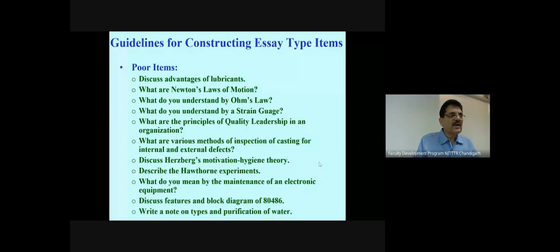These are also poor items. Discuss advantages of lubricants. What are Newton's laws of motion? What are से तो clear होता है कि सिर्फ नेमिंग करनी है, एक्सप्लेन नहीं करना, एग्जाम्पल नहीं देनी, लेकिन आप एक्सपेक्ट कर रहे हो. What do you understand by Ohm's law? क्या आपको जो है वो डेरिवेशन देनी है, क्या आपको सर्किट डायग्राम भी बनानी है? नॉट क्लियर.